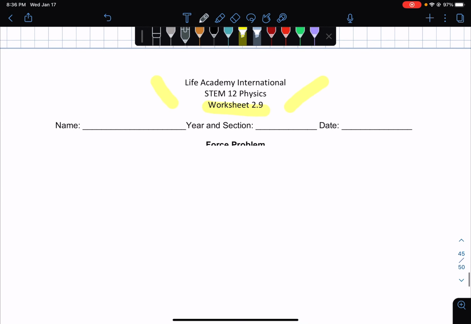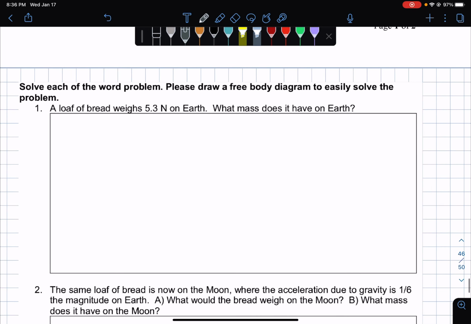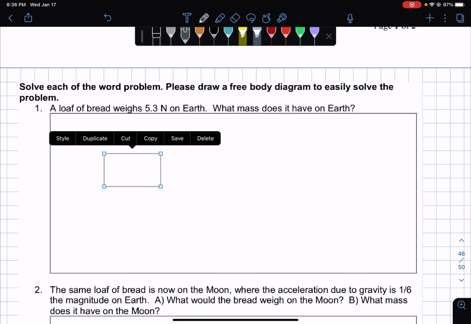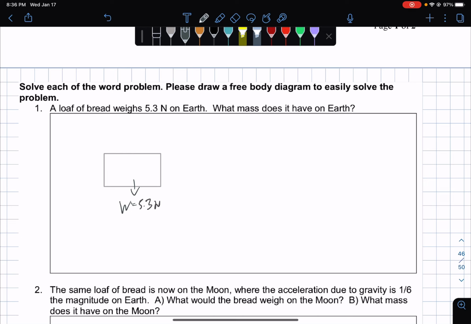What else do we have? Okay, now we're going to have some specific values, and we're gonna mix free body diagram with it. We're gonna use the same methods to solve the problems. So, a loaf of bread weighs 5.3 newtons on Earth. So, weight is 5.3 newtons. What mass does it have on Earth?